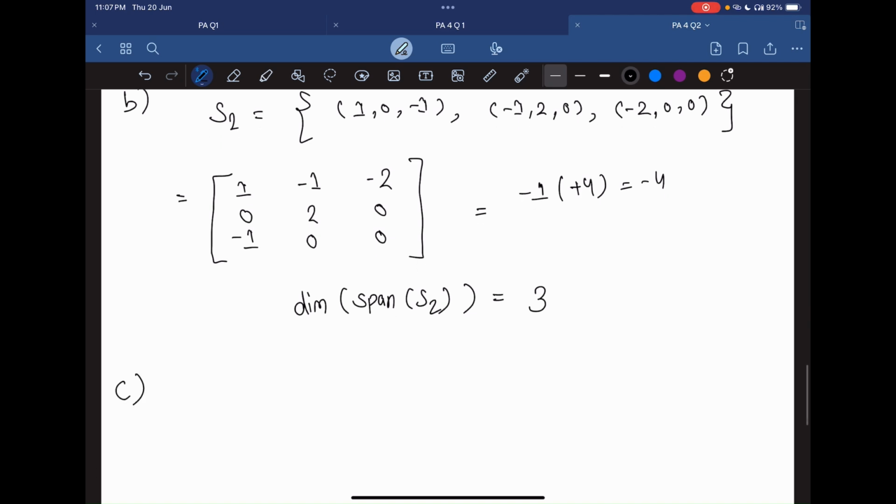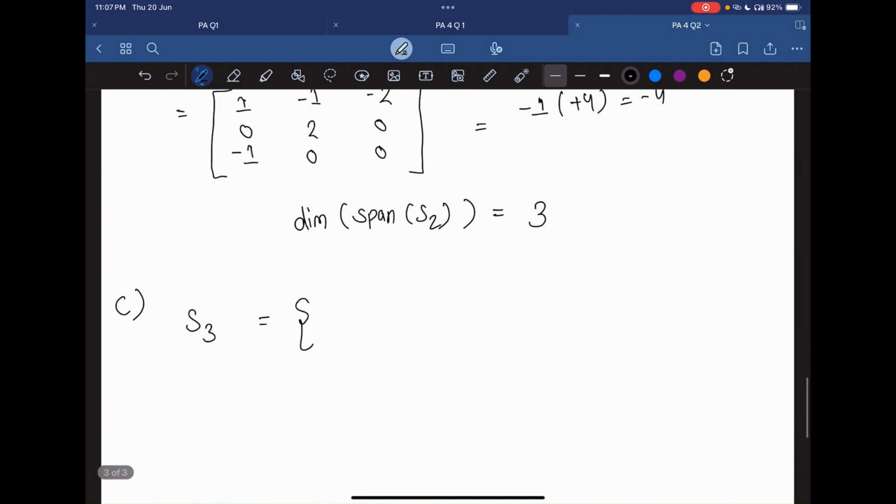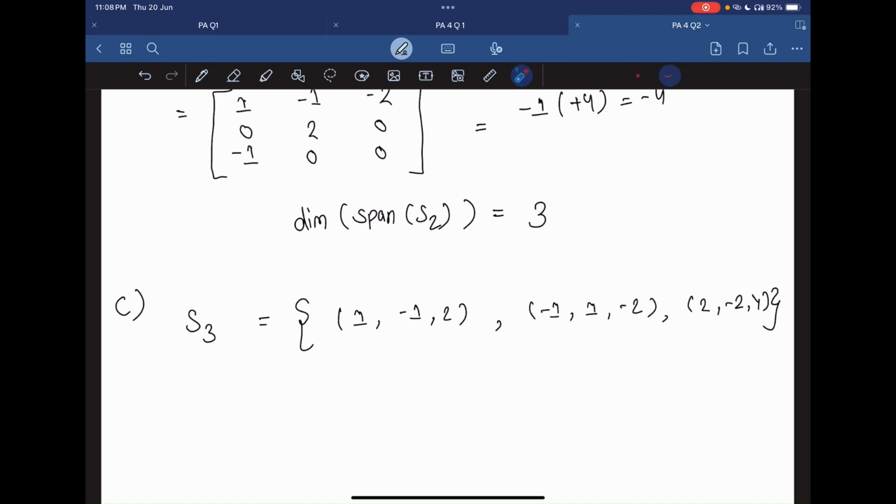Now let's look at C option. Let's call this S3: 1, minus 1, 2, minus 1, 1, minus 2, 2, minus 2, 4. Now, if we try observing the elements of this set, we can say that if we consider this as our vector v1, this is our vector v2, this is our vector v3, then v1 is equal to negative v2 and v3 is equal to 2 times v1.